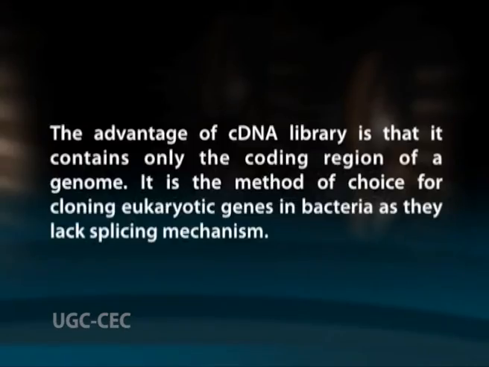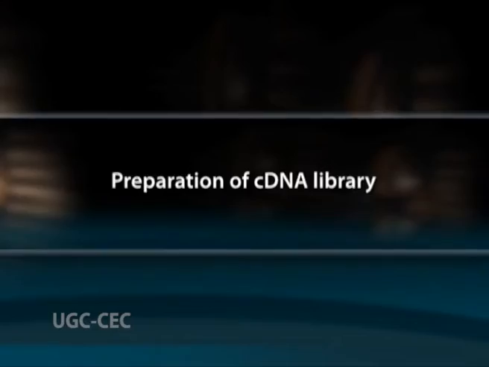A cDNA library is a collection of recombinant clones representing the total mRNA of a cell or tissue at a particular stage of development. The advantage of a cDNA library is that it contains only the coding region of a genome. It is the method of choice for cloning eukaryotic genes in bacteria, as they lack a splicing mechanism.